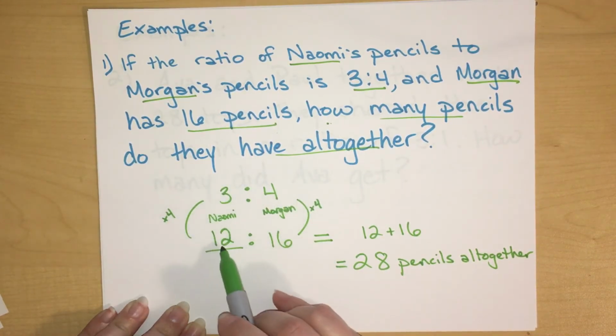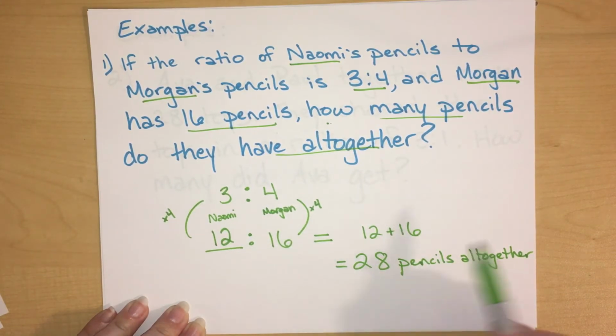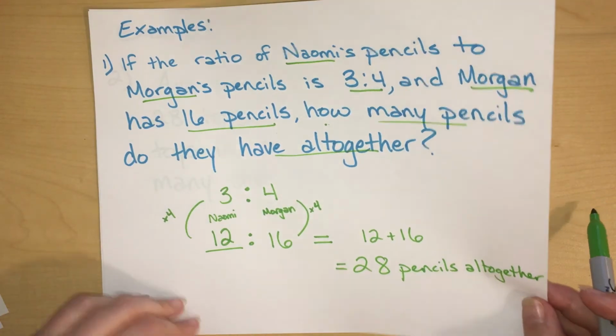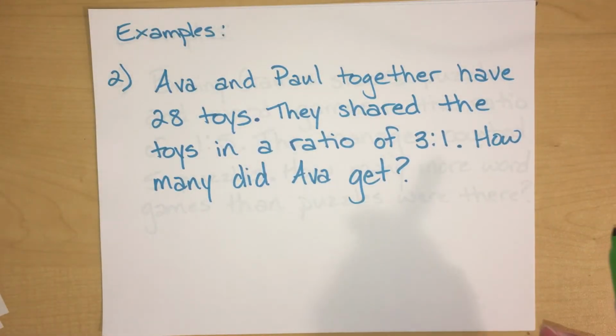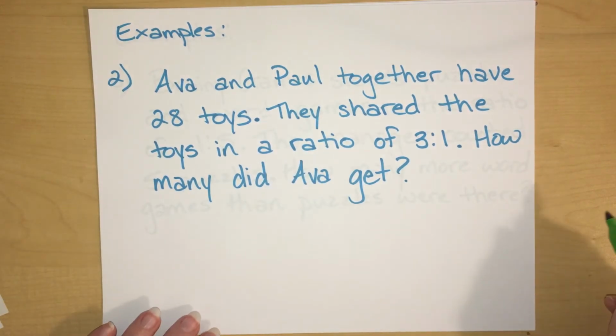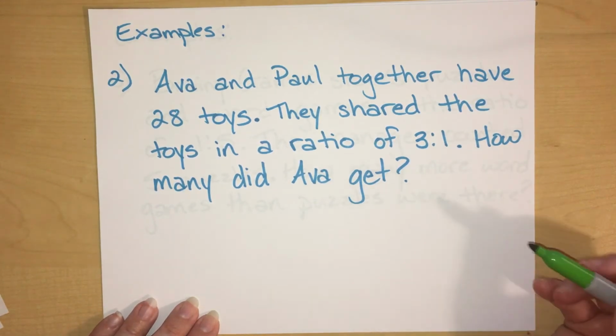We used that scale factor to find the unknown, and then we added them together to get the sum of the ratio, or how many they had all together. Okay, let's try another example. Ava and Paul together have 28 toys. They shared the toys in a ratio of 3 to 1. How many did Ava get?